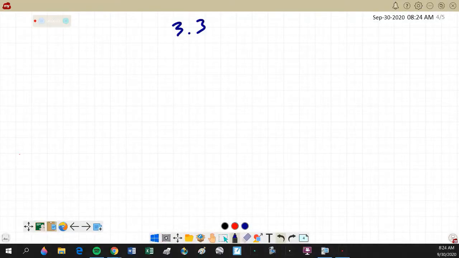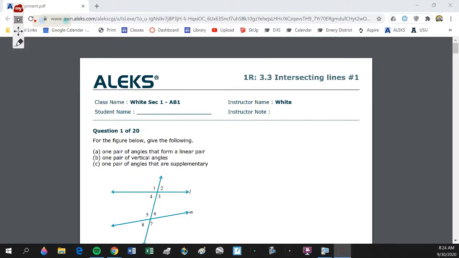Today we're going to work on 3.3, which has to do with lines. We've done a little bit of this. I think we did problems like this in the last assignment. What does it mean to be a linear pair? They create a straight line and they have to touch. So 1 and 2 would be a linear pair.